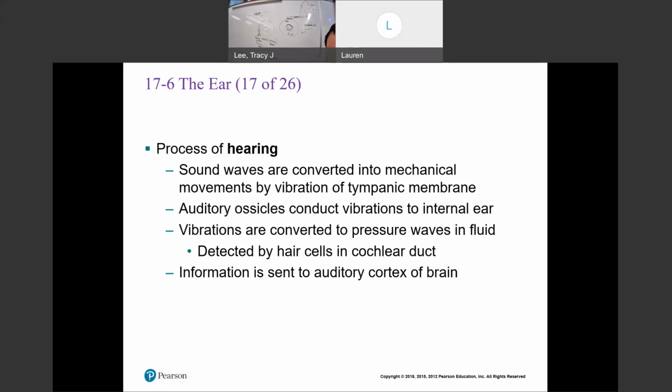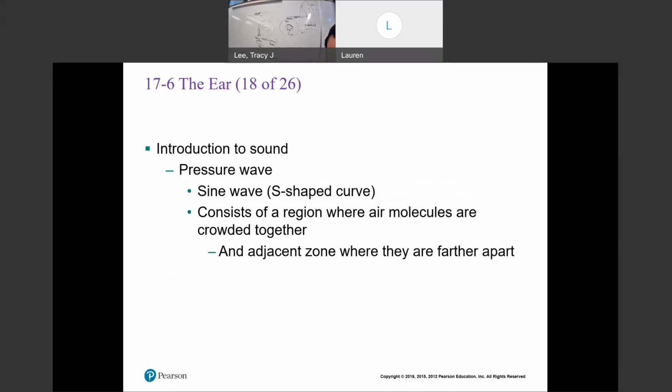All right, so for hearing, we're going to go in. I already kind of talked about this. We're going to take sound waves and turn those into mechanical movements, which are going to create pressure waves on our fluid. And that's how we're going to get our sound. So let's look at these.